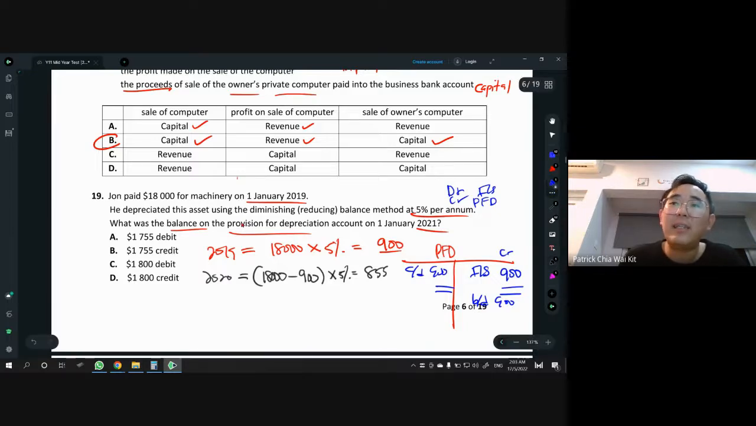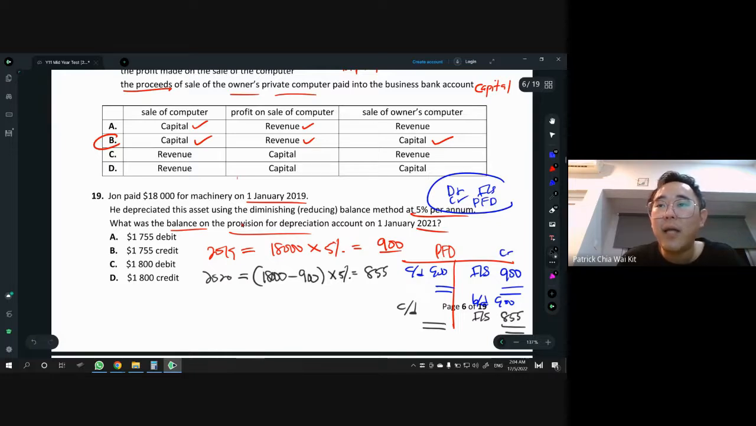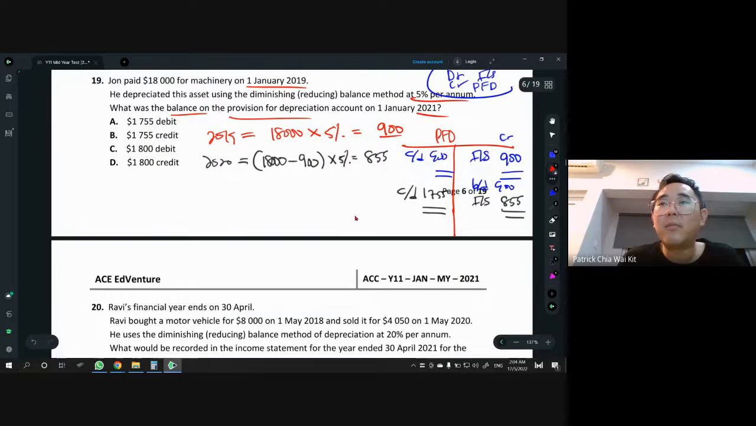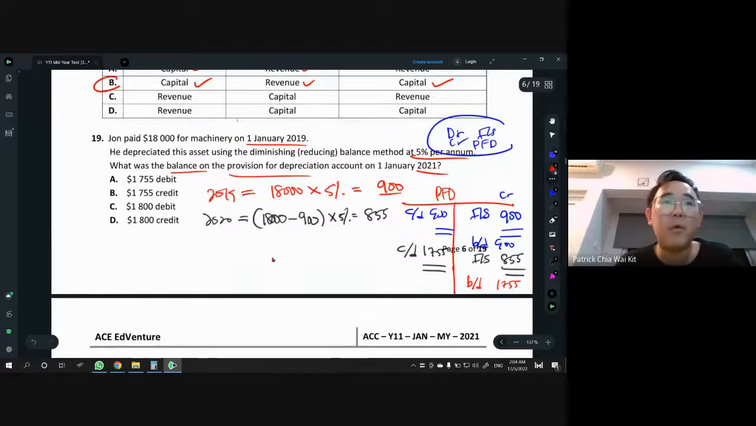Second year, same thing. The double entry is always fixed. It's always debit income statement, credit PFD. So for the second year, I have to put 855 on the right side. Again, you put income statement, then you balance CD and add them together. You get 1755 at balance CD. Of course, don't forget to do your balance BD, so the bottom one is going to be balance BD 1755. The question asks what was the balance on the provision for depreciation account. As you can see, the number has to be 1755.